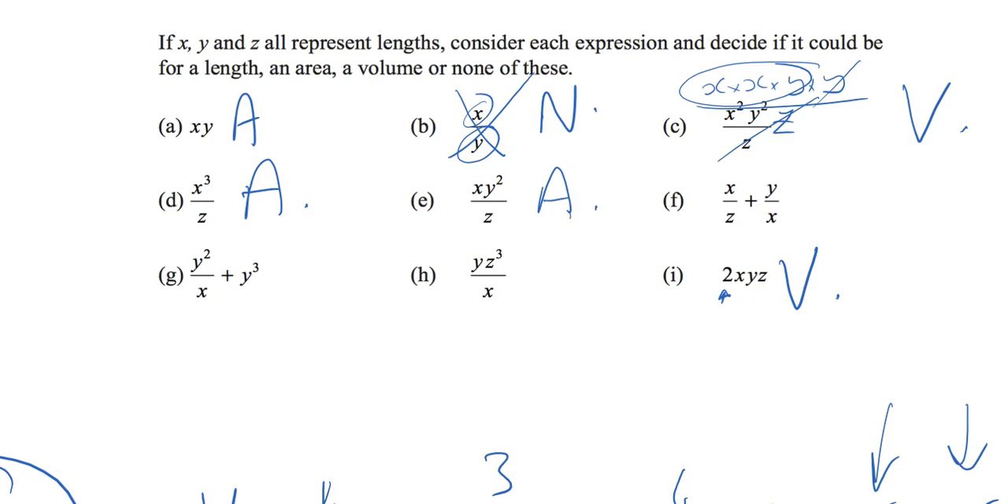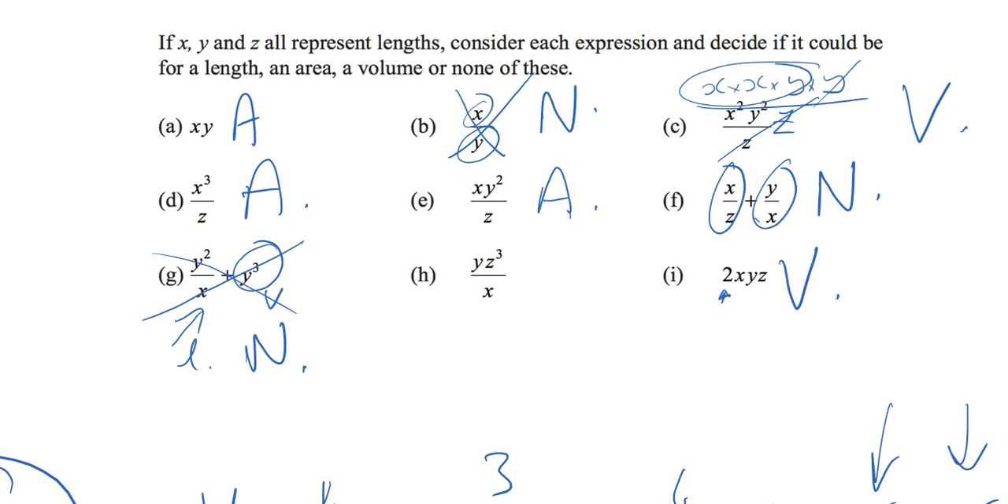Okay. Now, F is a tricky one. This has dimension of 0. It's not a length, area, or volume. It's just going to give us a number. So does this. So it's not any of them. Also, in G, this part is a volume, but this part is a length. Now, you can't add a length to a volume. It makes no geometric sense. So when this happens, we say it's none of them. Absolutely none of them. H is a volume because we've got 4 dimensions on the top, 1 on the bottom. Overall, it's 3. And that completes the question.